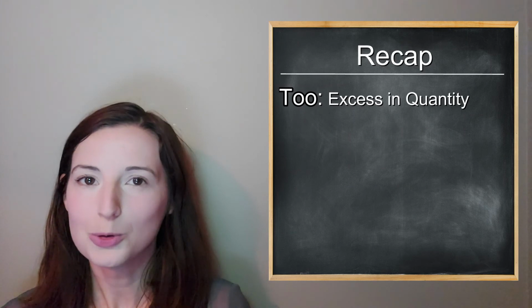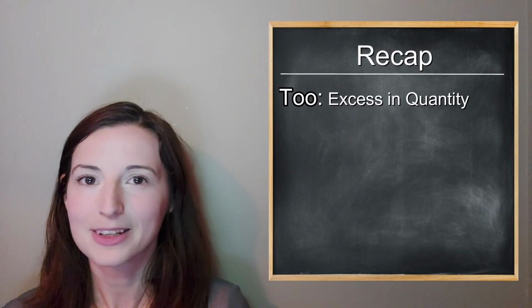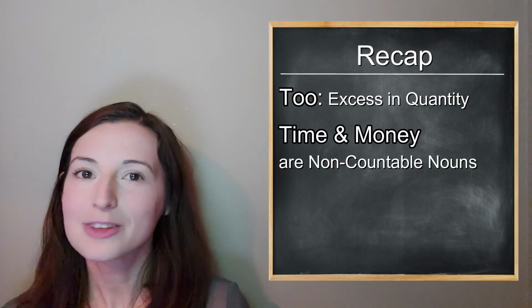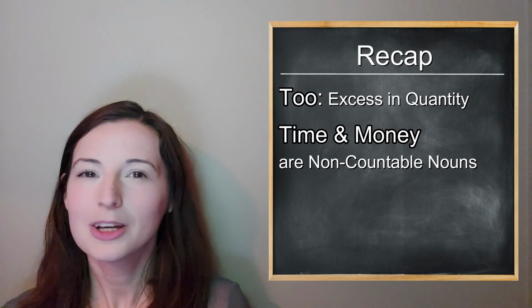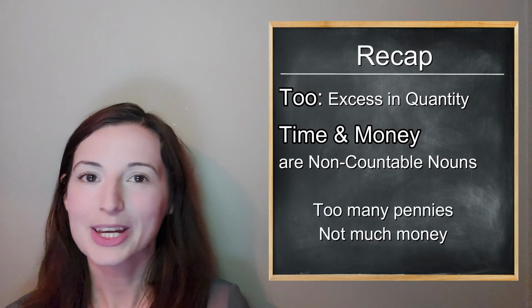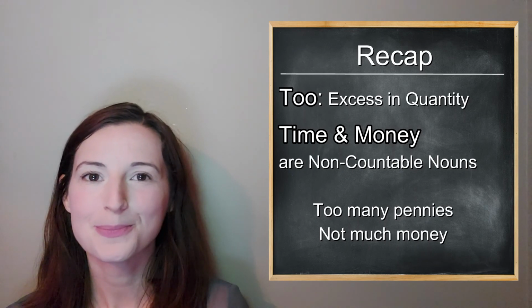We can use too when there is too much or too many of something, and the same rules apply. While units of time and money are countable, the concepts of time and money are not. So I can have too many pennies, but not too much money. So hopefully you have more information on how to use much and many.